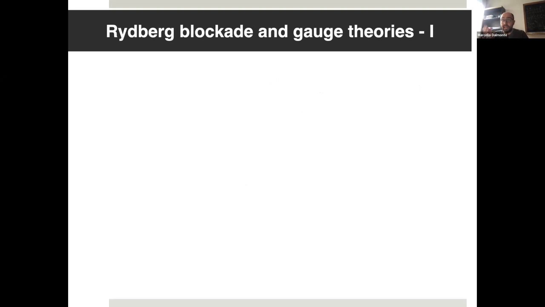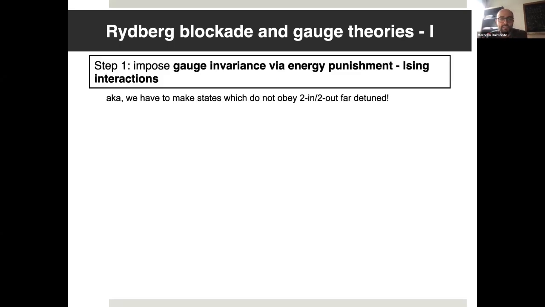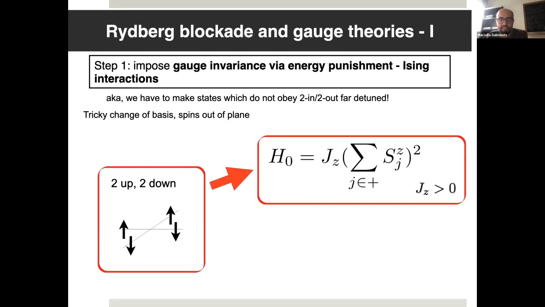Now, how do we realize these models in practice? These are not easy, because the first thing we have to do is to impose some sort of ice rule. This is typically done as follows: we take the sum of the spin components, and then we try to engineer a term in the Hamiltonian which just punishes states where this sum is different from 0.